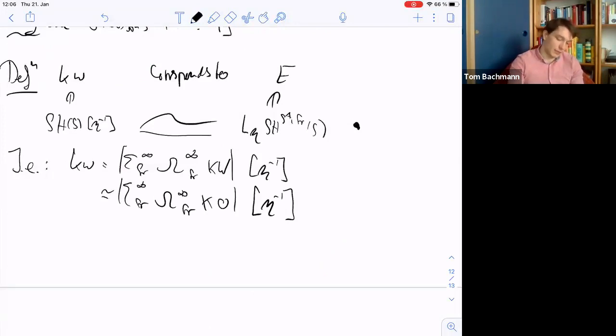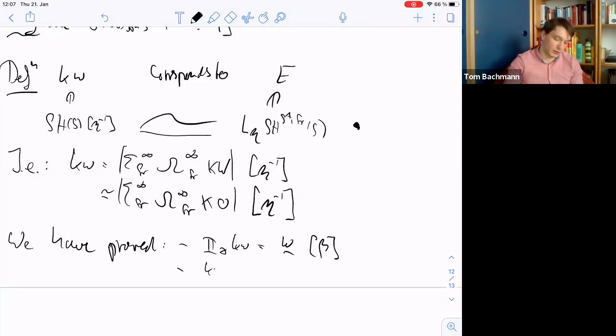Okay, so what have we established? We have proved that we know the homotopy groups: pi star of little kw is just the sheaf of Witt rings adjoin beta, and it's stable under base change. Because this thing here was just capital KO tilde, so this was stable under base change. I remarked this in the beginning.